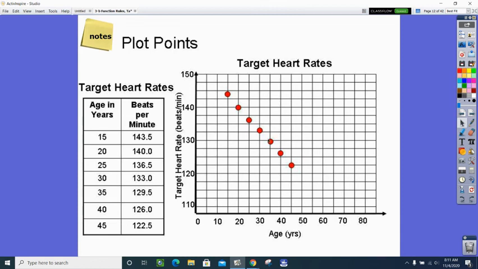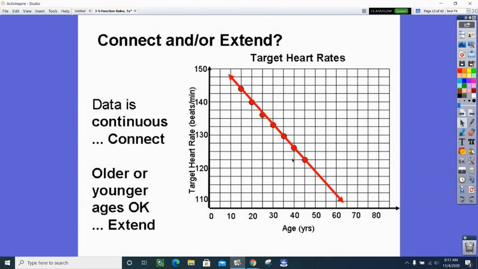I just plot those. And now would be the question, do I connect and extend? What do I do here? In this particular case, your heart rate would be continuous, so I'm definitely going to connect on this. And it looks to be pretty linear. So I'm going to get my ruler out and draw that line, and I'm going to put my arrows on both ends.